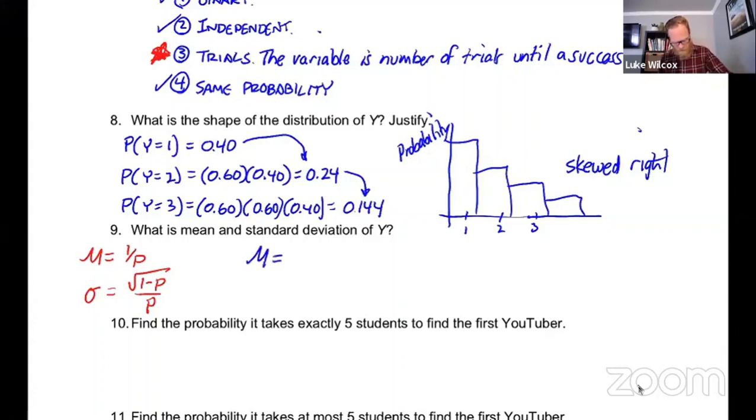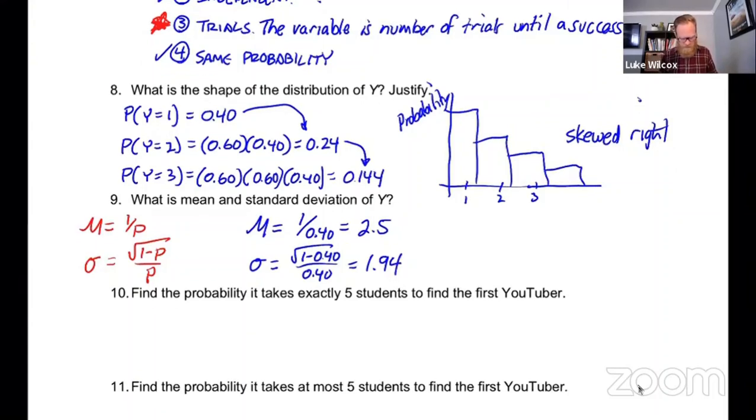All right, the mean is going to be 1 over 0.4, and that's going to give me 2.5, which is telling me if we were to do this over and over again, we can expect about 2.5 trials in order to get the first success. And the standard deviation, square root of 1 minus 0.40, all divided by p. So this one is going to give us 1.94. So the number of trials until the first success is typically going to vary by about 1.94 away from the mean of 2.5.